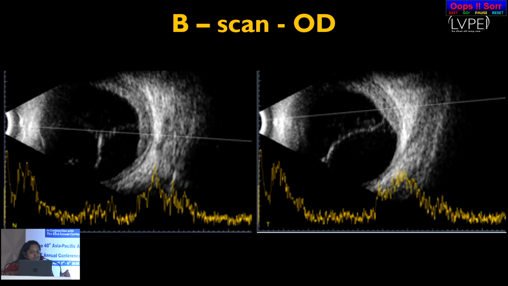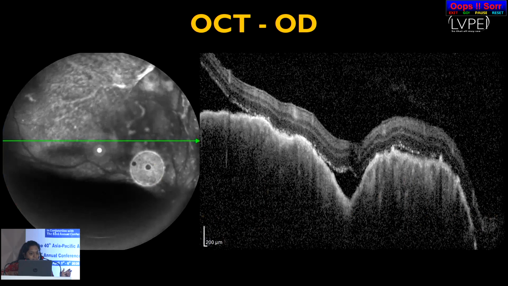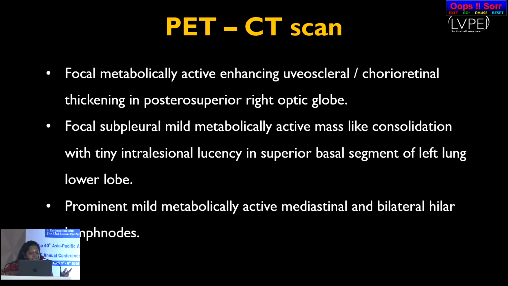The B scan showed multiple lesions in the choroid with hyperreflectivity in the retina. This is the OCT, which also showed lumpy bumpy deposits in the RPE, and there was hyperreflectivity in the internal layer of the retina. PET-CT also showed a focal subpleural metabolically active mass which appeared like consolidation, and other than that there were mediastinal and hilar lymph nodes.